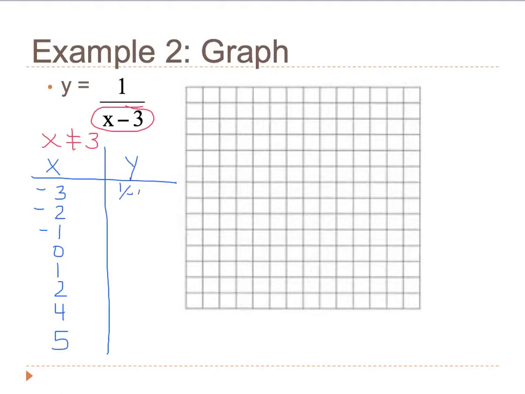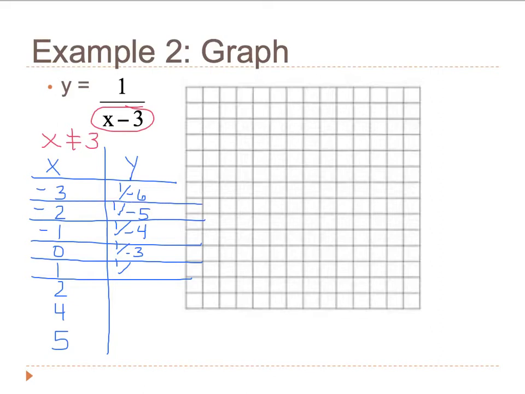This ends up being 1 over -6, so -1/6. 1 over -5, so -1/5. And then 1 over -4. 1 over -3. So these are all little itty bitty numbers. And then if I substitute 1 in, let's make sure we do that. Okay. And so then 1 over -2, so that's -1/2. 1 over -1, so that's -1. And then 4 would be 1 over 1, that's +1. And 5 would be 1 over 2. Alright, so let's graph these. See what happens here.